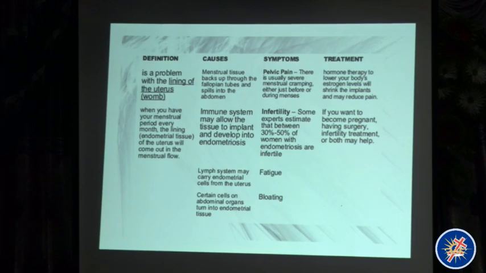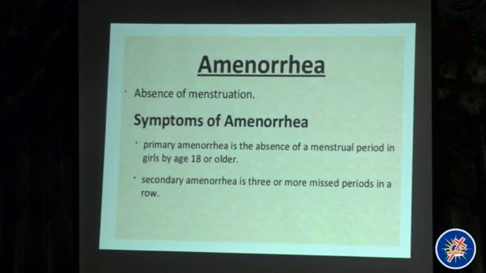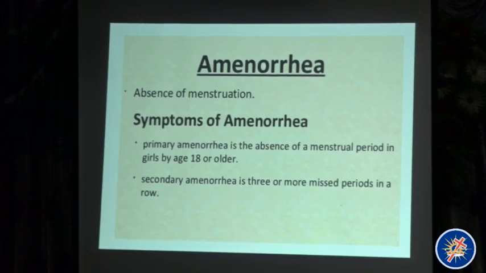The next one is what we call amenorrhea. Amenorrhea is periods not coming. When you come to us and say, I have not received my periods for the last 2 months, the first thing we need to find out is, are you pregnant? If not, then we go to other causes of that amenorrhea. Lack of periods is called amenorrhea. And it is of 2 types.